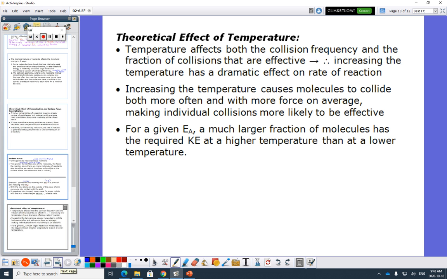Okay, and then the last one we're going to talk about today is temperature. We cook using hot temperatures usually for this very reason. But temperature is going to have a very dramatic effect on reaction rate because it affects how often the particles collide and how much force they have. So it's really two reasons.